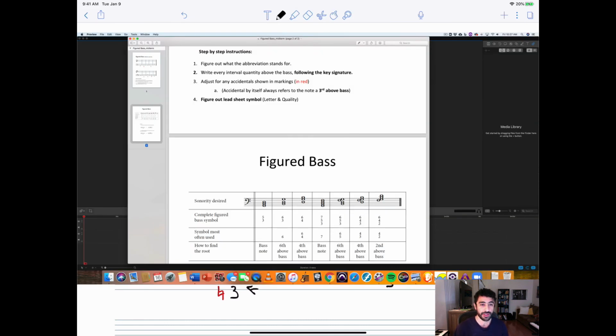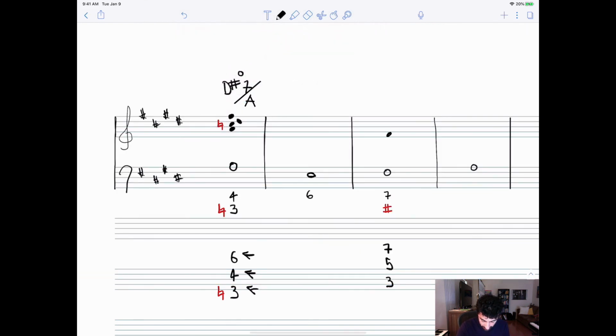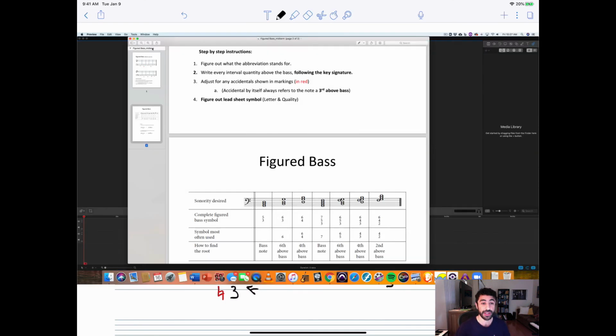Step number 2, write every interval quantity above the bass following the key signature. So I'll do it. This is the bass, that's what is there, right? This is an F sharp, there's a 3rd on top, there's a 5th, and there's a 7th. Cool. Okay, step number 3, adjust for any accidentals shown in markings that are in red.